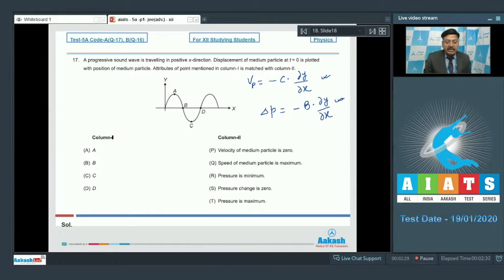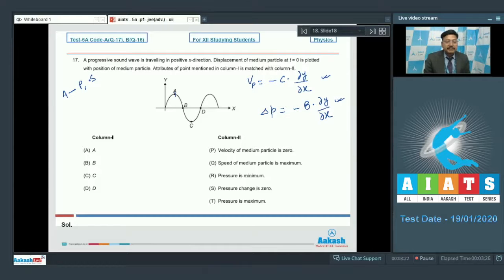The first one is about particle velocity. If the wave is traveling in the positive x direction, remember quantity C is positive. And similarly, for change in pressure from the normal pressure, delta P is minus B into del Y by del X. Now let's look at A. At A, we know that del Y by del X is 0. The slope is simply 0 here. So the particle velocity at A is 0. So that means for A, velocity of medium particle is 0, will suit exactly. Whereas delta P is going to be 0. That means pressure change is 0. So we have for A, P as well as pressure change is 0, S.